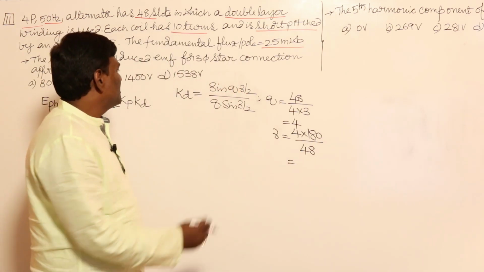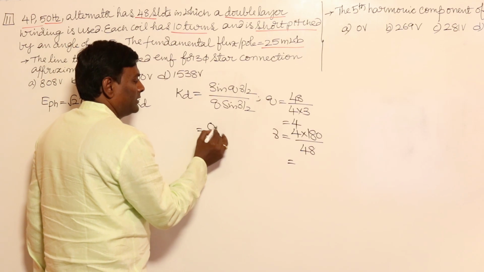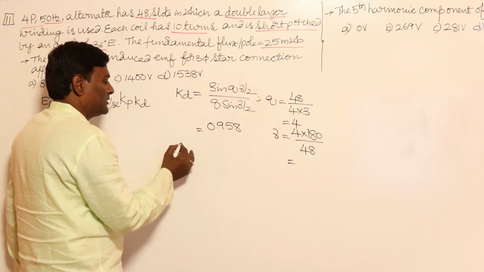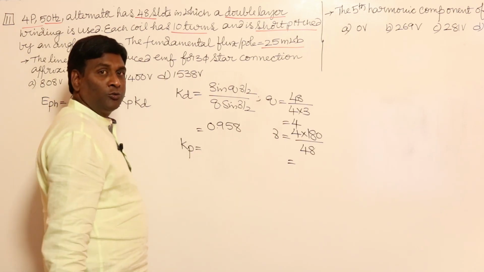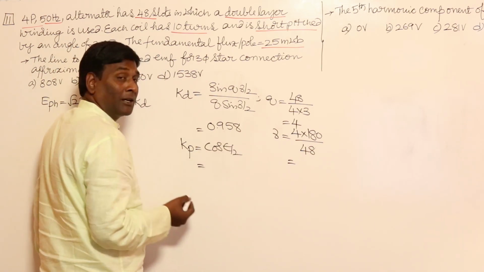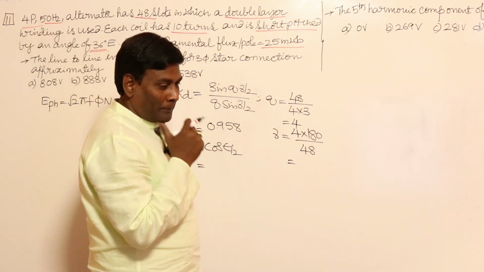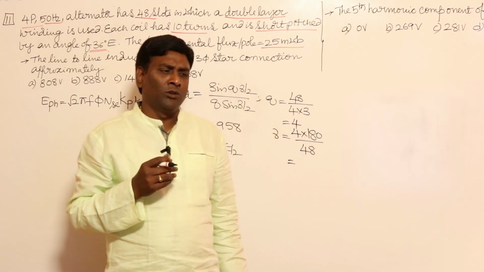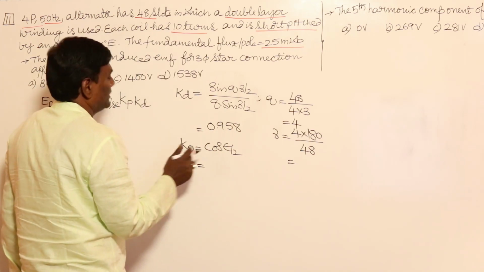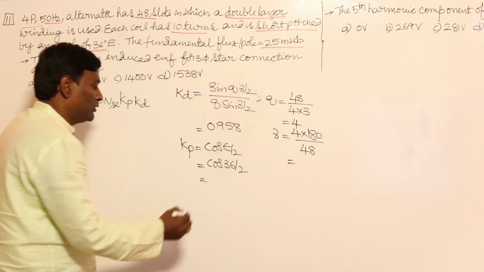Now let me calculate by placing these here. My distribution factor is going to be 0.958. Now let me calculate the pitch factor. What is Kp? It is going to be cos(ε/2). So what is epsilon? The short pitching angle, which is going to be 36 degrees. Maybe at the end I will tell you why this question has one mistake or flaw. I'll tell you later. But anyway, the pitch factor equals cos(36/2), which is going to be 0.951.